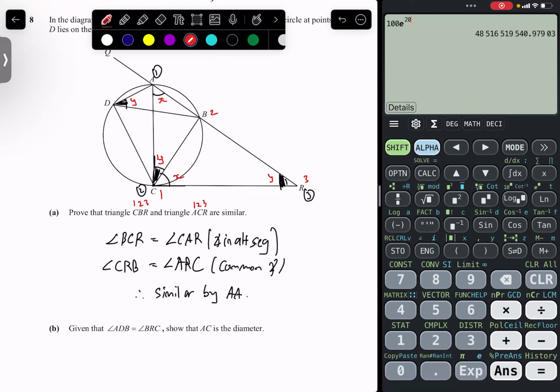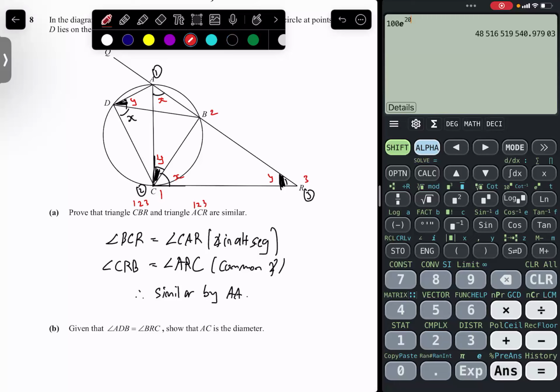If this angle is X, that means this angle is also X. So that means this angle is also X plus Y. Okay, then that's a proof, right? If you are confused at what I did, let me redo the thought process.